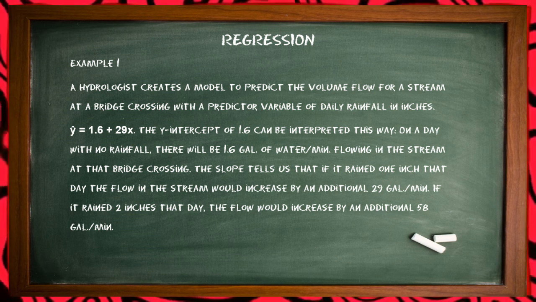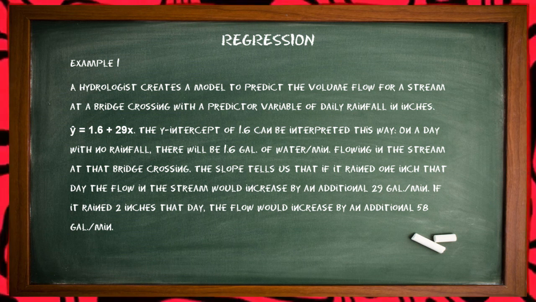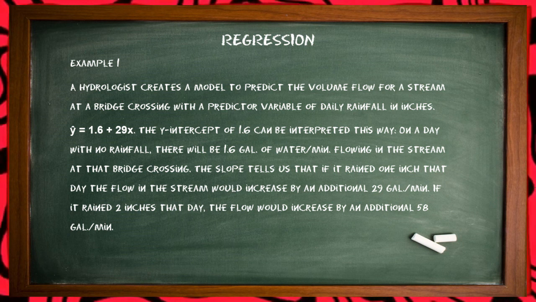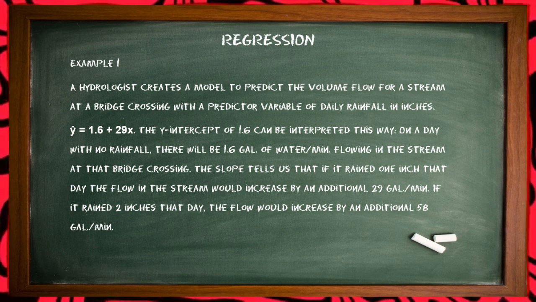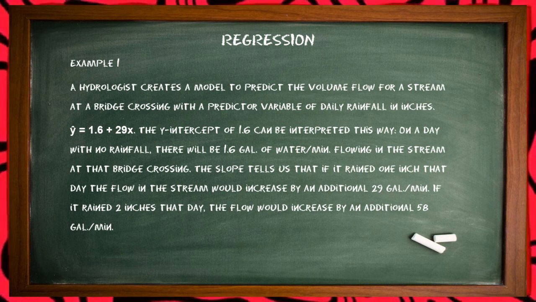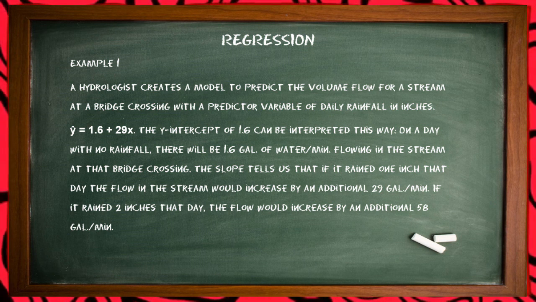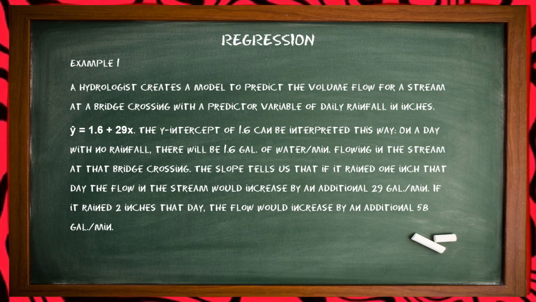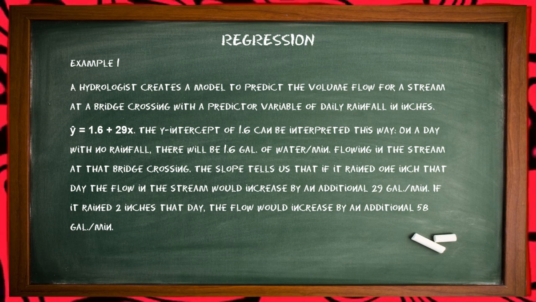y = 1.6 + 29x. The y-intercept of 1.6 can be interpreted this way: on a day with no rainfall, there will be 1.6 gallons of water per minute flowing in the stream at the bridge crossing. The slope tells us that if it rained 1 inch that day, the flow in the stream would increase by an additional 29 gallons per minute.